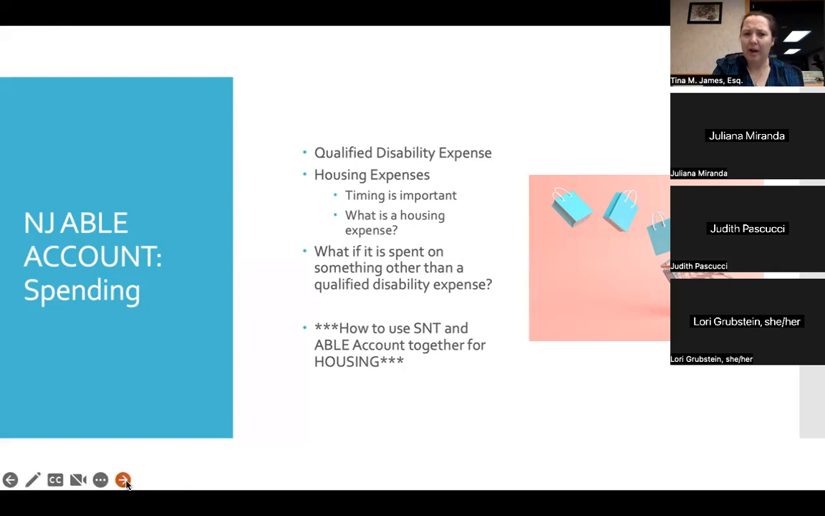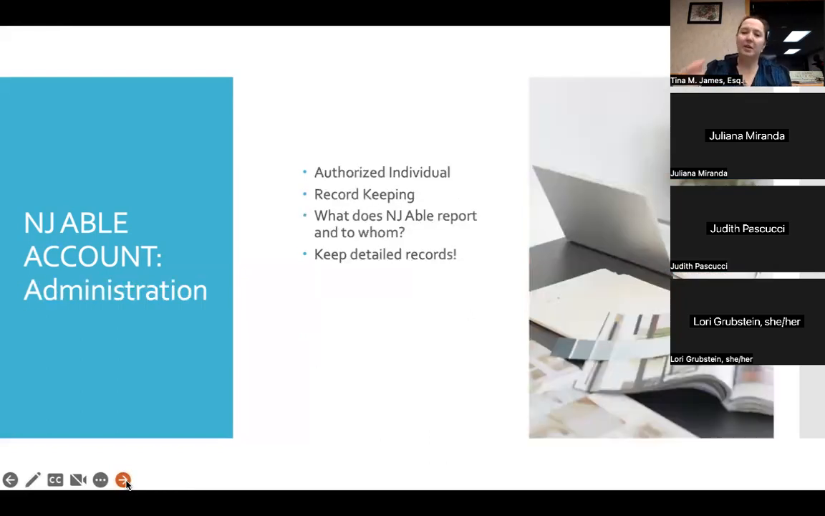But outside of that, I tell folks make sure that we keep really good records. Right now, New Jersey ABLE is not requiring us to do any reporting on an annual basis, but we want to make sure that we have all of our records there just in case anything is questioned.